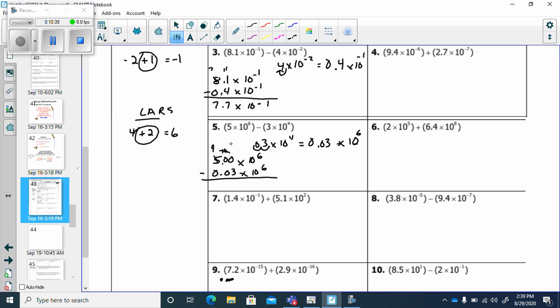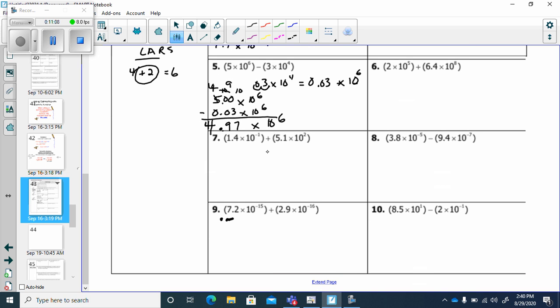I need to borrow from that 10. And that would give me a 10 here. 10 minus 3 is 7. 9 minus 0 is 9. 4 minus 0 is 4. 4.97 times 10 to the 6th. Okay.